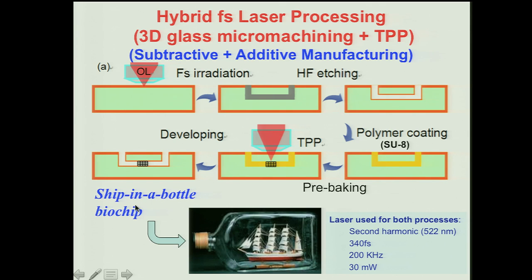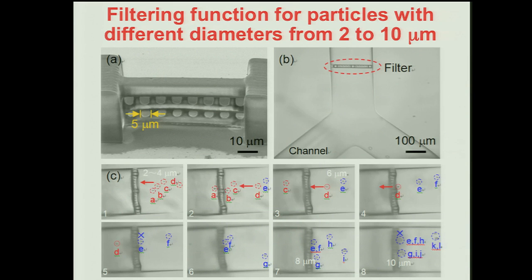Such an integrated biochip has been termed a ship in a bottle biochip, because the polymer micro nanostructure is fabricated inside the glass afterward. And this technique was first applied to introduce filtering functionalities into the glass microfluidics. In this case, we fabricated a polymer structure like this, which had arrays of holes with a diameter of 5 microns. And then this polymer microstructure was integrated into the glass microfluidics embedded in the substrate.